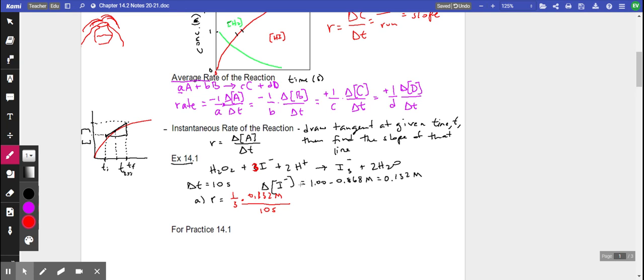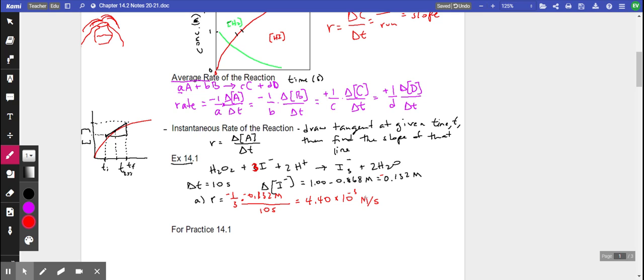Again, with the negative thing, sorry if I confused you guys, it should have been the final concentration, 0.868, minus the initial concentration of 1. So I really would have gotten negative 0.132, and then I could put a negative out in front, and I would get a negative times a negative, which is a positive. And however you solve it, you should get 4.40 times 10 to the negative third molar per second. So that's how much the molarity is changing per second.